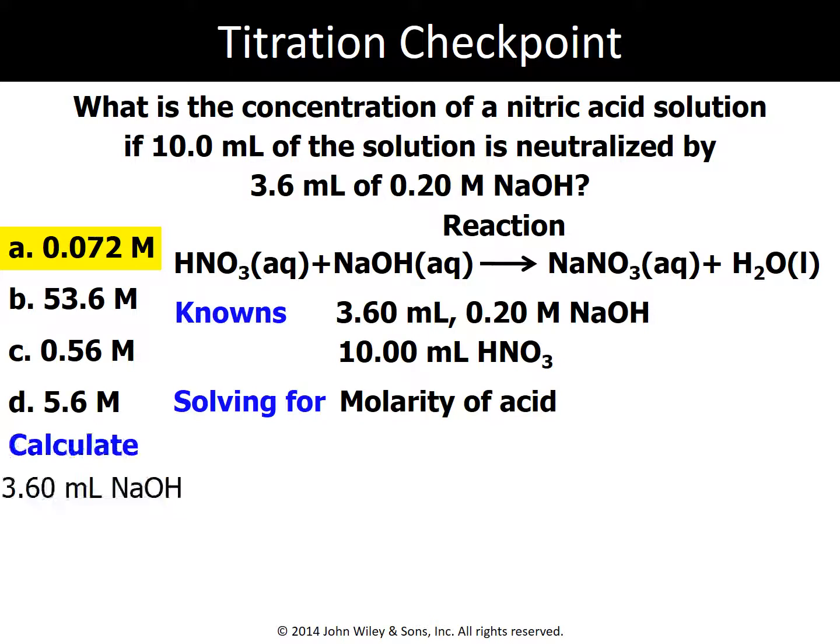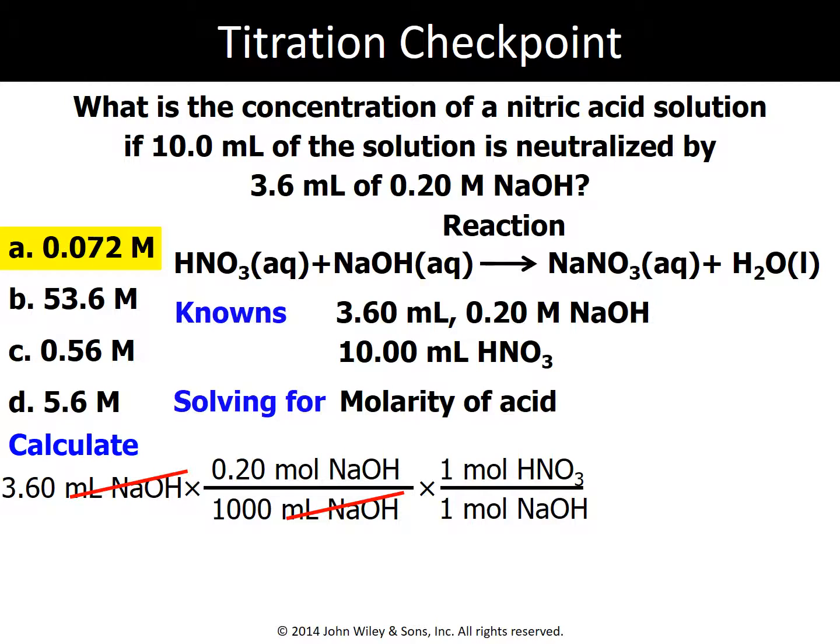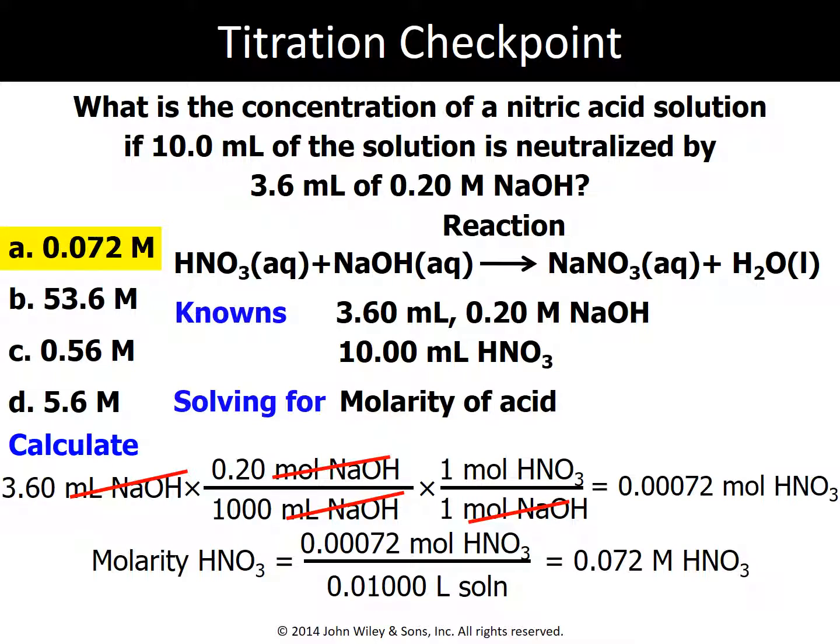For our knowns, we start with 3.6 mL of NaOH right from the question, multiply by its molarity, 0.2 over 1,000 mL, and by its molar ratio, and we know we need 0.0072 moles of HNO3. We'll then divide that by our 10 milliliters, or 0.01000 liters, giving us 0.072 molar nitric acid. That's it for Chapter 15.